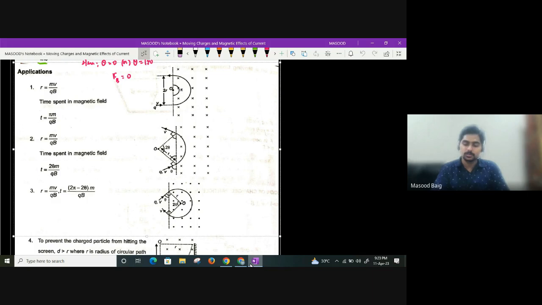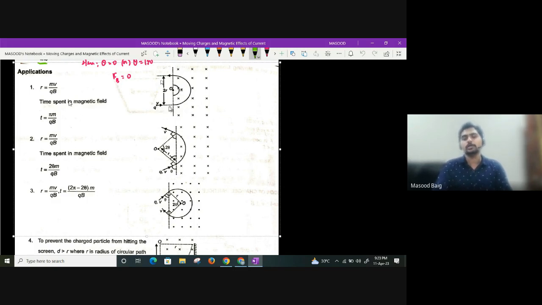But as you can see here in this case, is charged particle already present in magnetic field? No, it is entering magnetic field perpendicularly. Very important point. When it is entering magnetic field perpendicularly, it is again going to leave perpendicularly only. So what is the deviation here? 180 degrees will be the deviation, guys. So for how much angle will it be in magnetic field? For pi angle, 180 degrees.